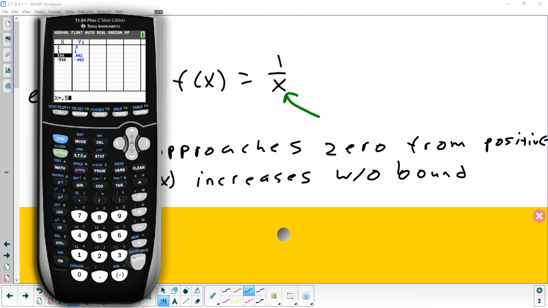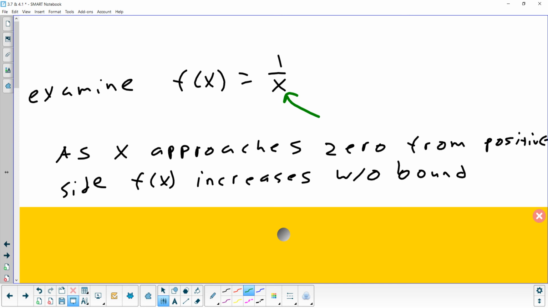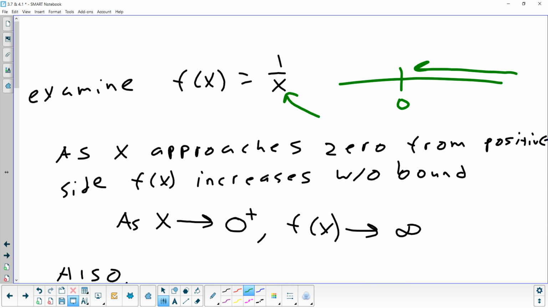Let's plug in 0.5. We get 2. Let's plug in 0.1. Now we get 10. 0.01. We get 100. 0.00001. We get 10,000. So as x approaches 0 from the positive side, that means heading that way. As you approach 0 from the positive side, your y value increases towards infinity. That means it increases without bound. This is the notation for writing as x approaches 0 from the positives. Positive means from the right.